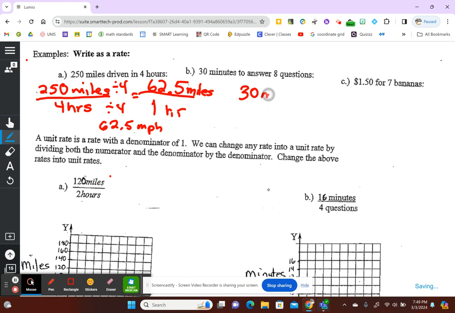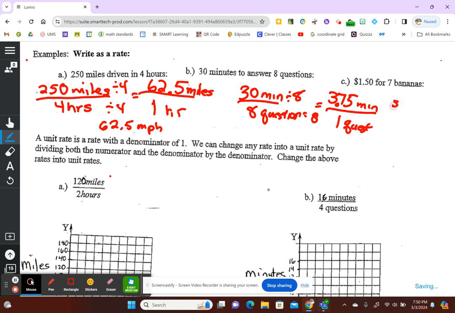30 minutes for 8 questions. So I'm going to divide the top by 8 and the bottom by 8. 8 goes into 30 3 times with a remainder of 6. And it goes into 60 7 times, with a remainder of 4, and then into 40 5 times. So 3.75 minutes per 1 question.